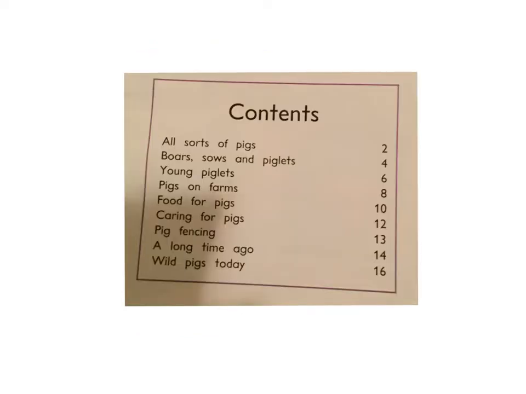Non-fiction texts also have contents pages, and you can normally find these on the very first page once you've opened the book. Now, a contents page tells us exactly what we're going to find in the book and on what page. So the title of page 2, for example, is All Sorts of Pigs.